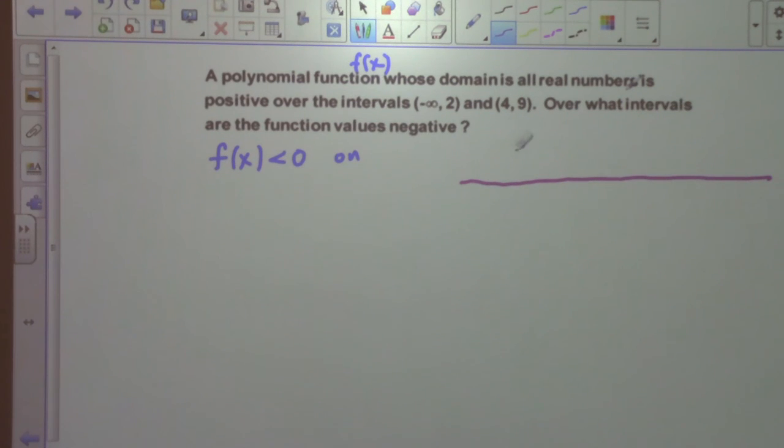Okay, what are the critical numbers here? 2 would be a critical number. What else? 2, 4, and 9, right? And so over what intervals is the function positive, right? So what does that mean? Our values are positive right in here, right? And where else? 4 to 9.